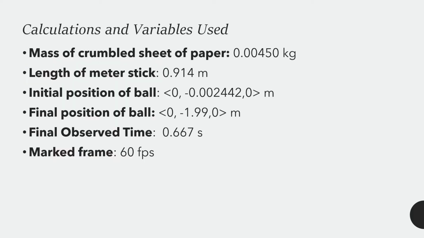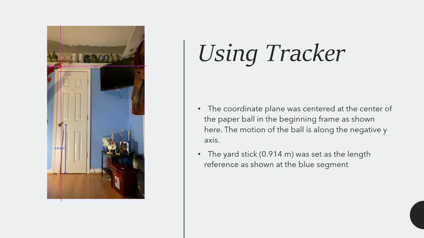Here are some of the calculation variables used within this experiment. I calculated the mass of the sheet of paper, the length of the meter stick, the initial position of the ball, the final position of the ball, and the final observed time, which is 0.667 seconds, with the frame rate being 60 frames per second. I utilized the final position of the ball to determine the drag coefficient, as you will see later on in the experiment. I positioned the coordinate plane at the center of the paper ball as shown in this frame.